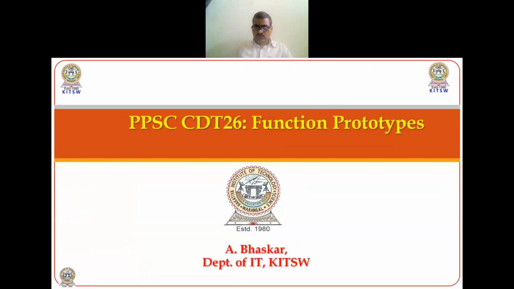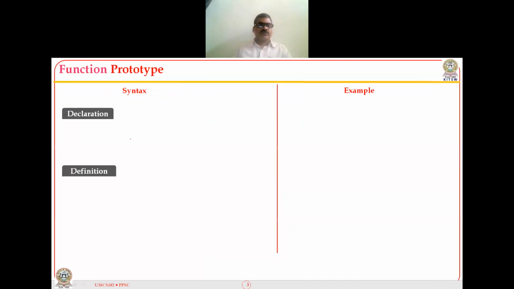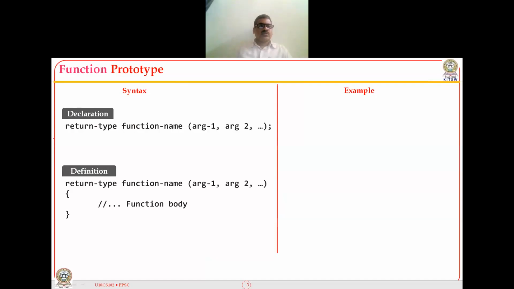So, function prototype. This is the lecture level outcome of today's session: on completion of this session, students should be able to use function prototyping in effective C programming. So what is a function prototype here? What is the declaration of a function and what is the definition of a function? These two things you have to understand: declaration of the function and definition of the function.